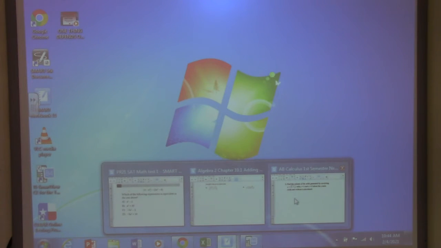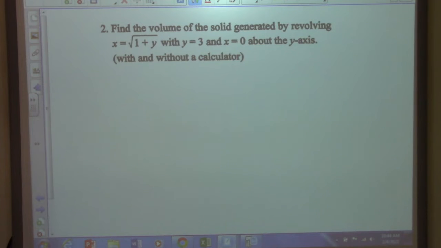So now, what you have here is, you can do it, this one, if you have x equals square root of 1 plus y, what that's going to look like is something like this. That's what it's going to look like with y equals 3. So y equals 3 and x equals 0 about the y-axis. So it'll be like this looking thing here.